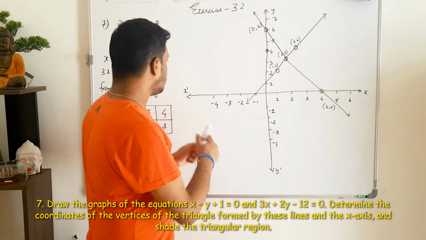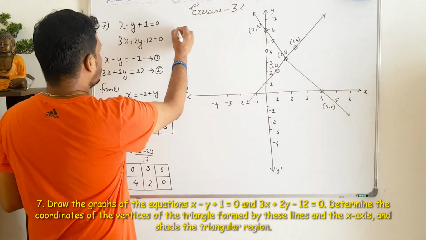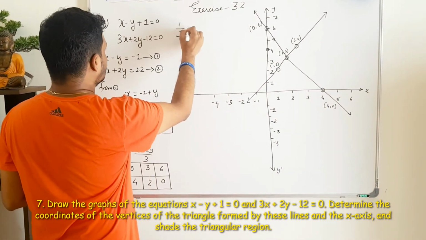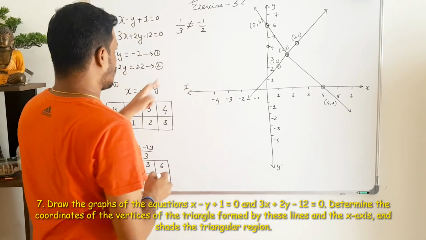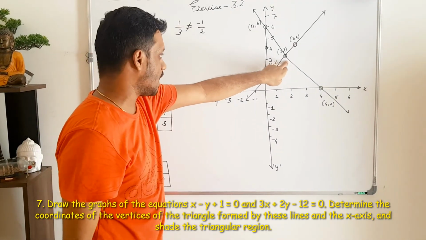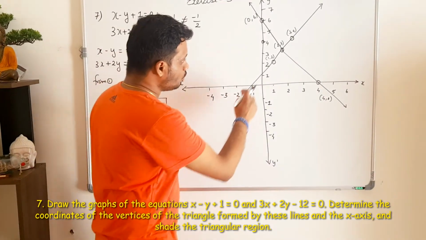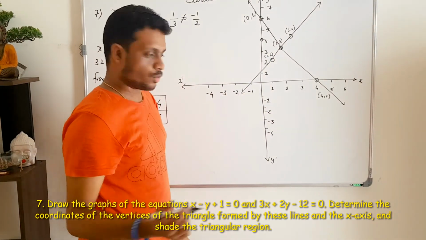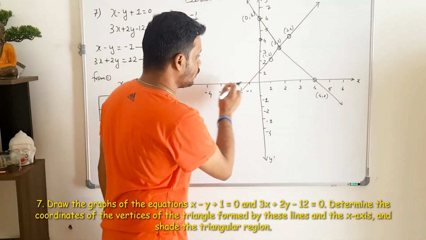So I see that, as we have seen here, a1 by a2 is 1 by 3 which is not equal to minus 1 by 2. So therefore it must intersect at a point which is happening here. Now we have to get the triangle as mentioned in the question. So this is the triangle that is formed with the x-axis.